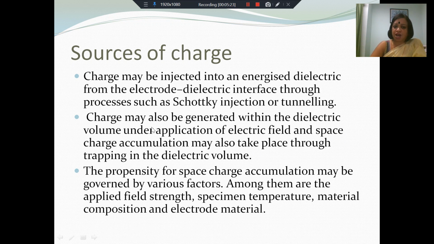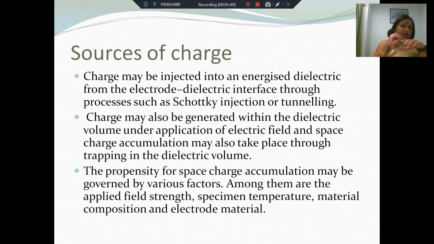So charge may also be generated within the dielectric volume under application of electric field, and space charge accumulation may take place through trapping in the dielectric volume. Now, once charges are available, so charges are injected, charges are generated, that's not a problem. The problem is when these generated or injected charges do not flow out of the dielectric from the other electrode, but get trapped in the material.